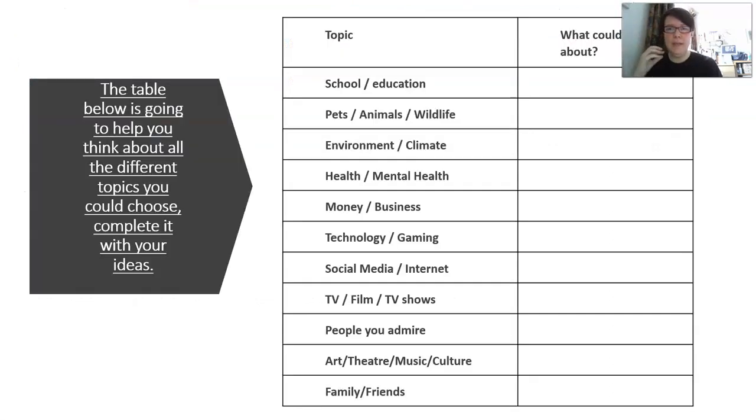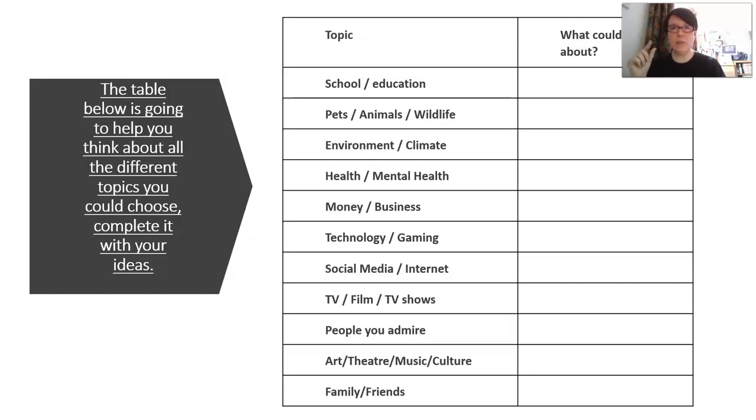Okay, so this table is in the Word document, or you can do it in your book, maybe as subheadings with some ideas below. Under each of these, you're going to think about one thing that you could do your talk on. So I've given you quite a few different areas, subject areas as it were. You're going to decide one thing that you could talk about.